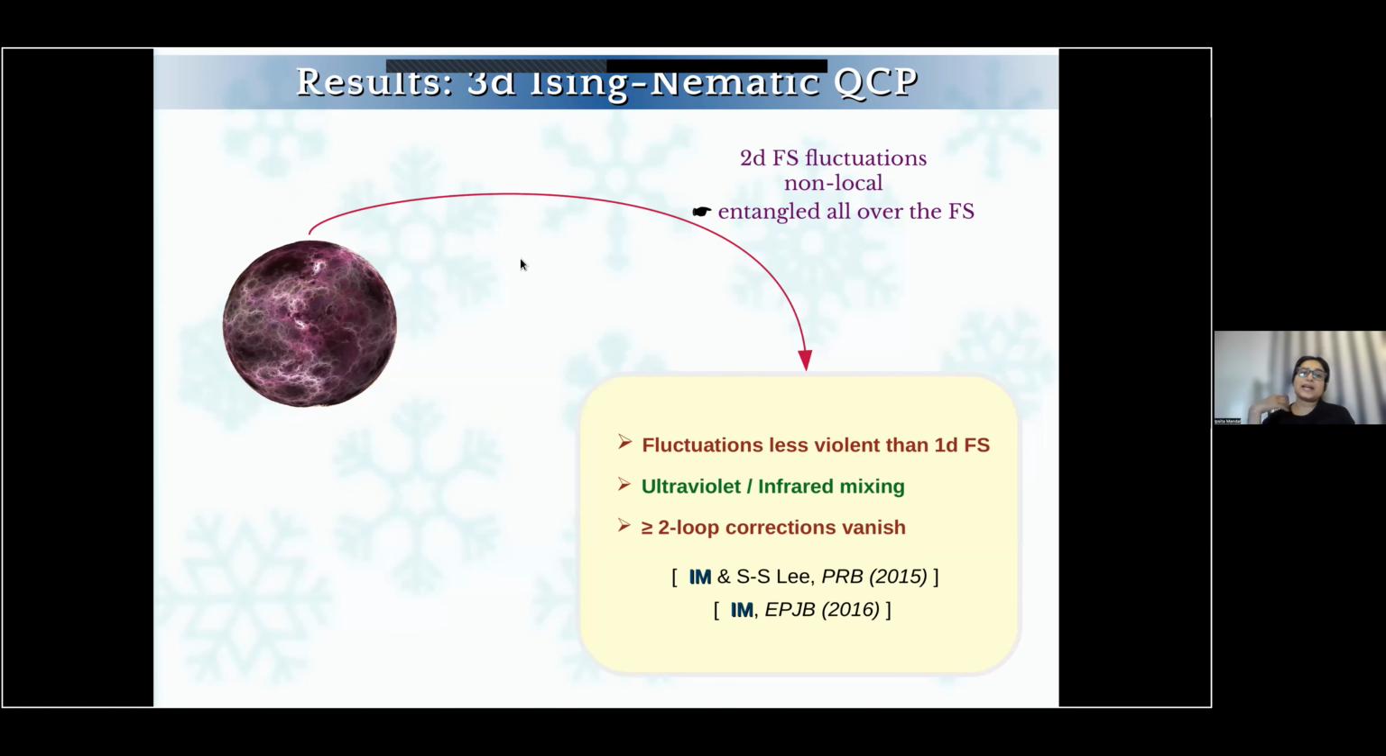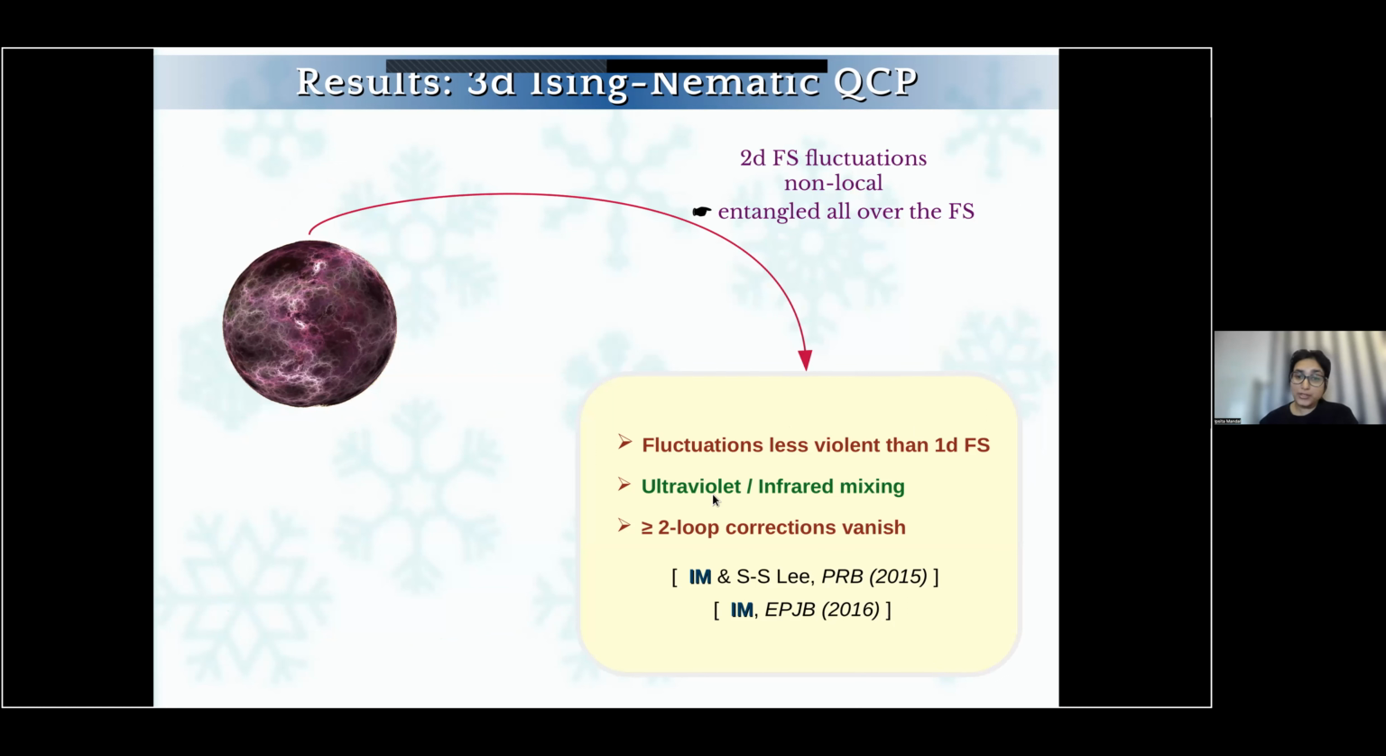Now, we also looked at the 3D Ising nematic quantum critical point system. For the 3D system, we have a 2D Fermi surface. Now, this 2D Fermi surface undergoes fluctuations which turn out to be non-local. That means these fluctuations are entangled with each other along the entire Fermi surface in momentum space. But of course, these fluctuations are less violent than the 1D Fermi surface case. It's a marginal Fermi liquid actually.